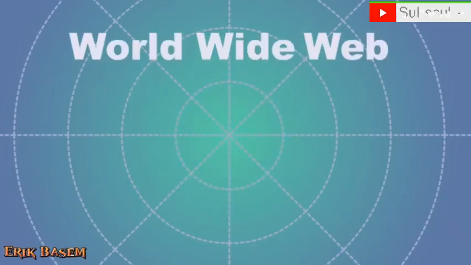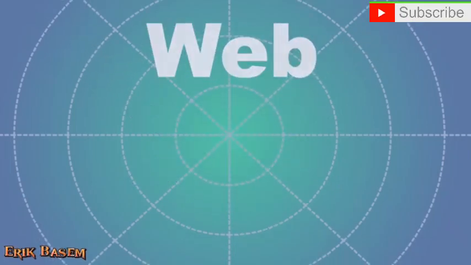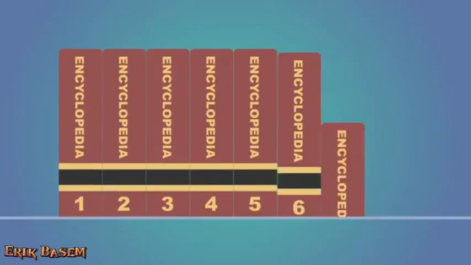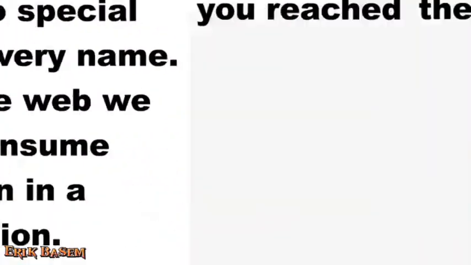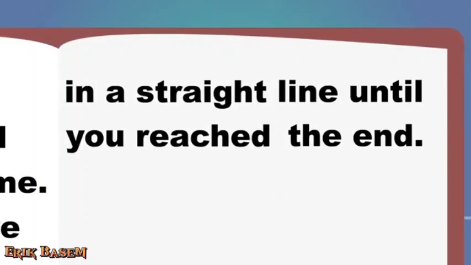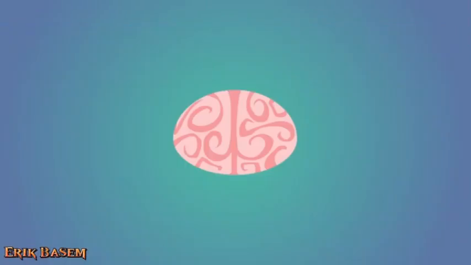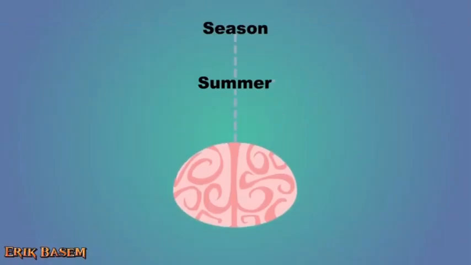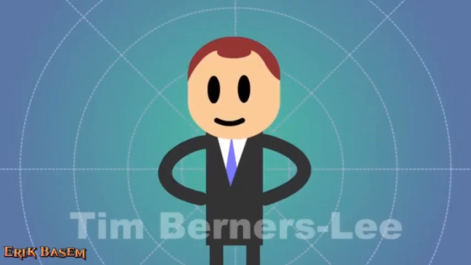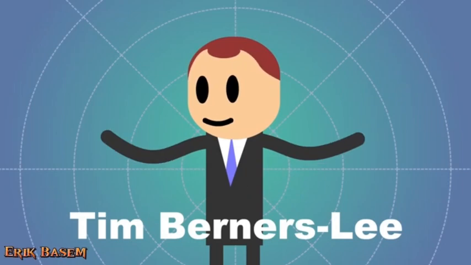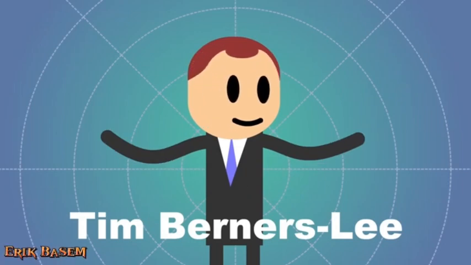Prior to the web, we used to consume most information in a linear fashion. In a book or newspaper article, each sentence was read from beginning to end, page by page, in a straight line until you reached the end. But that isn't how our brains actually work. Each of our thoughts is linked to other thoughts, memories, and emotions in a loose, interconnected network, like a web. Tim Berners-Lee, the father of the World Wide Web, understood that we needed a way to organize information that mirrored this natural arrangement. And the web accomplishes this through hyperlinks.